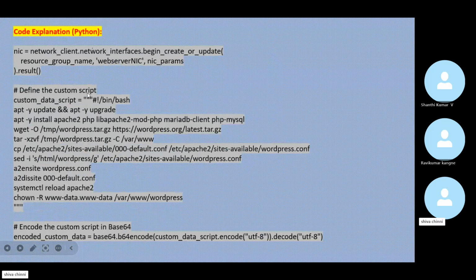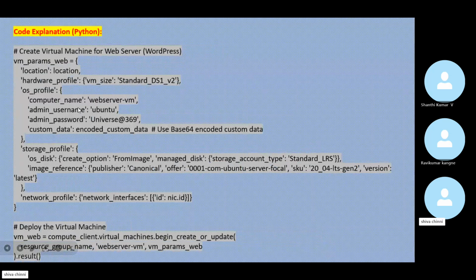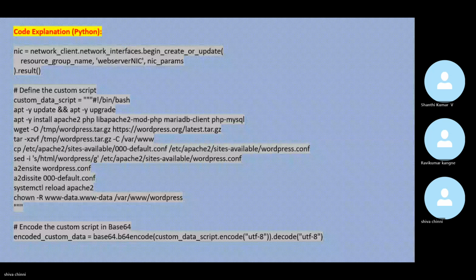Okay. Function to create this with the resource group name, your web server NSG, then NIC parameters, and you need to define your custom script. So this is the custom data script under /bin/bash. So you are going to install Apache, then WordPress in the web server VM. All these steps. So this is the encoded custom script, where this is the encoded custom data variable. It will take the base64 function to store all the custom data in the form of UTF-8 characters, and it will decode into this UTF-8.